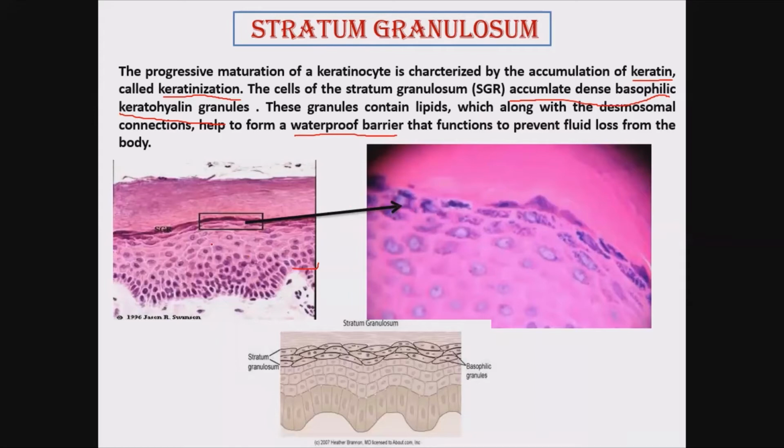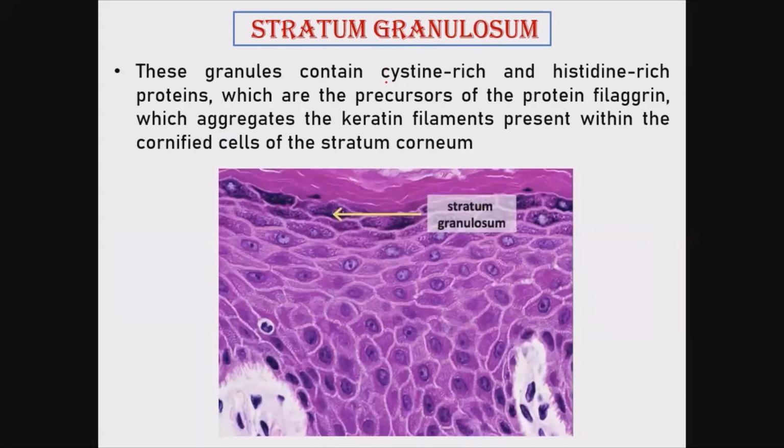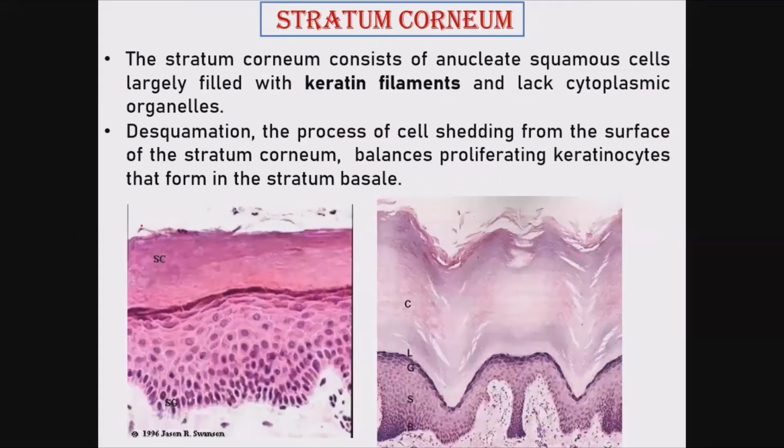So darkly stained, just above these light stained cells, in between the stratum corneum and the other layers down, we'll find a dark stained group of cells, 2 to 3 cell layers thick. This is your stratum granulosum. Granulosum because the granules are present in the cytoplasm, which contains the keratohyalin granules. These granules are rich in cysteine and histidine amino acids, which are precursors of the protein filaggrin, which aggregates the keratin filaments, and this filament will then be transferred to the cells above, the stratum corneum.